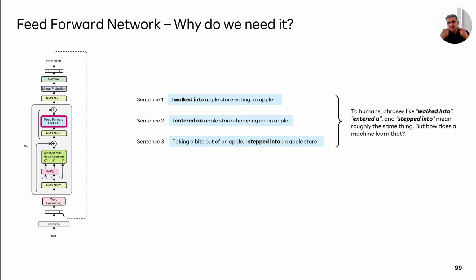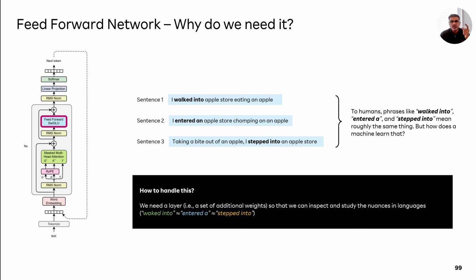But we also want to go one step further. What we want to do is handle this case where different sentences can mean the same thing. And the way you would do that is when you expose the LLM while training to different sentence constructions, it learns that walked into Apple store and entered an Apple store mean the same thing. Again, purely based on the occurrence of these words.